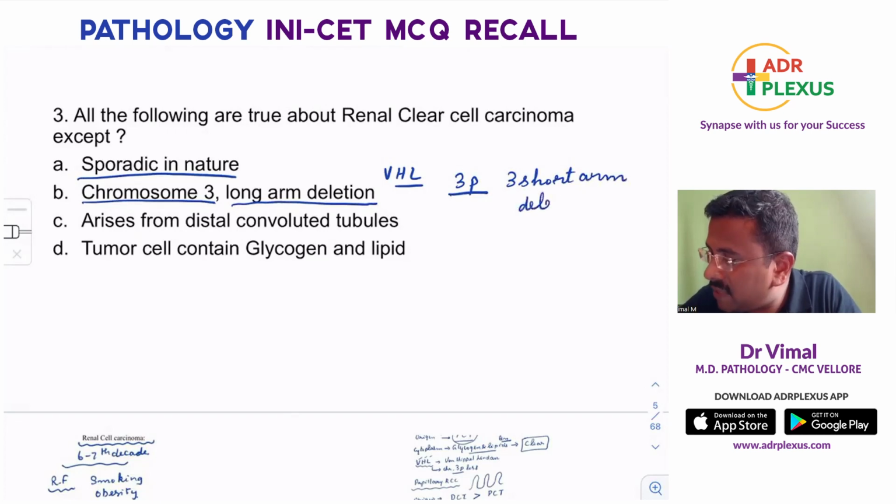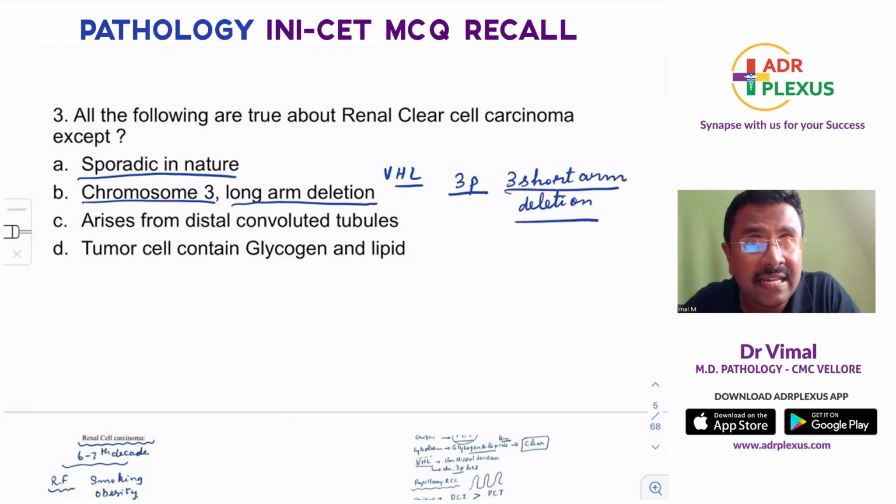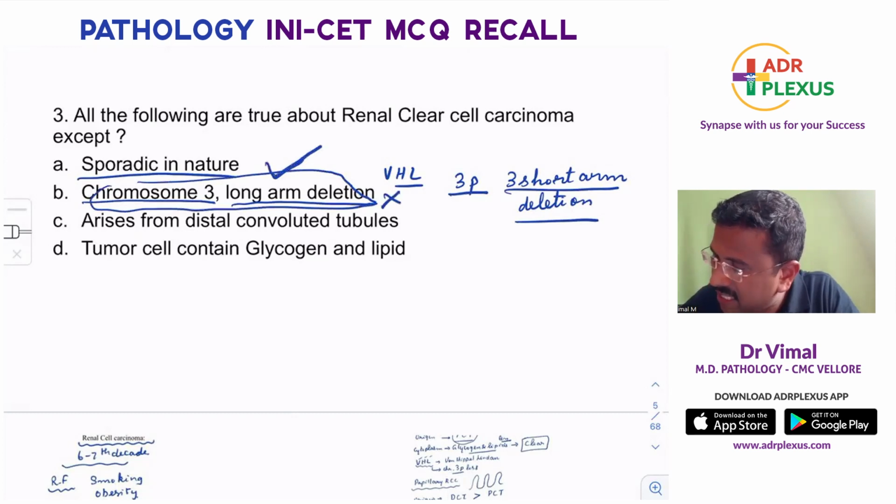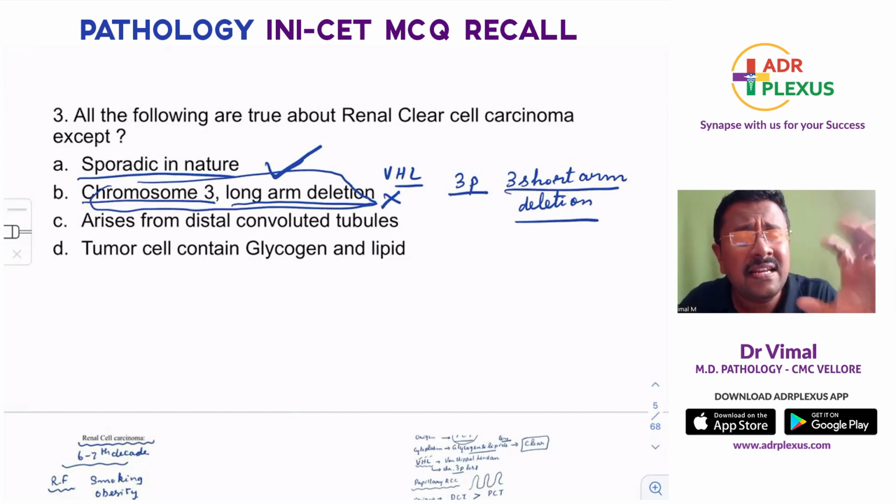3p short arm deletion is the correct process occurring in renal clear cell carcinoma. But here it was mentioned as long arm deletion in one option, so this should be a wrong statement. The first one, sporadic, is the right statement. And all of us will know that renal clear cell carcinoma arises from the proximal convoluted tubule.